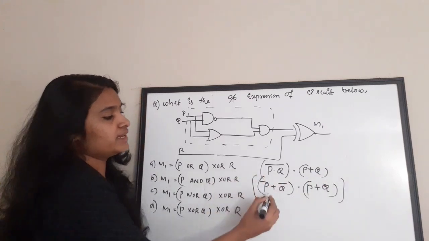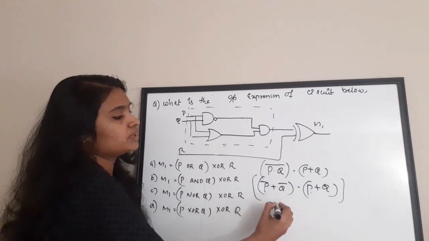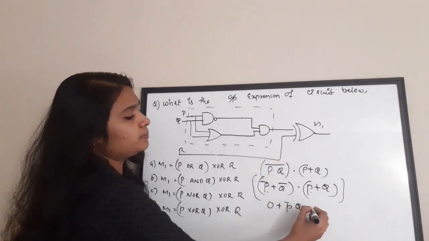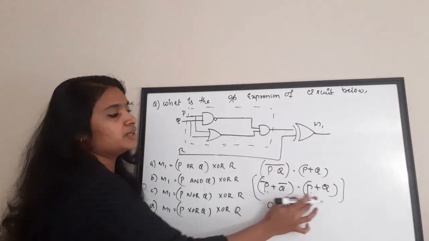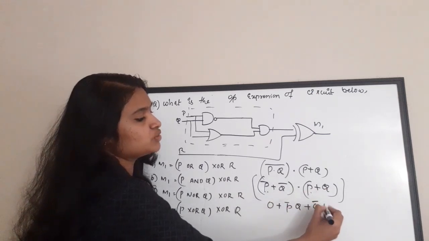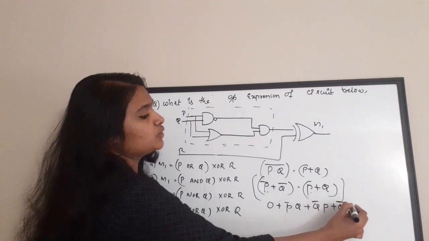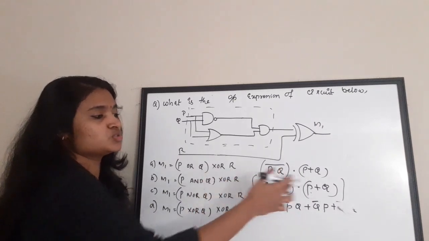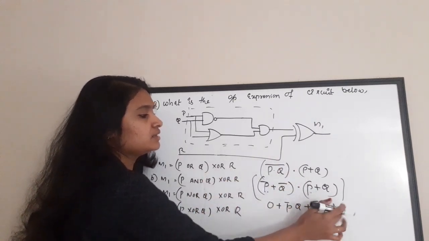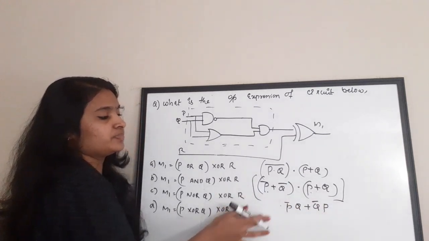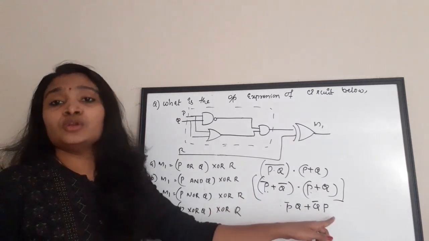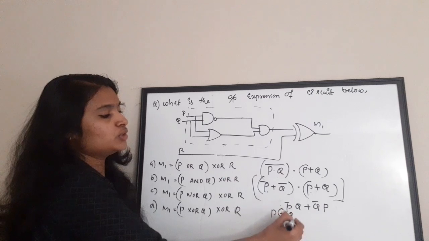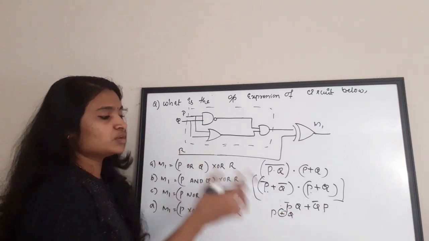Now expand these two brackets. You will get P bar into P, it is a 0, plus P bar into Q, then plus take this Q bar and multiply inside the bracket. So Q bar into P plus Q bar into Q, that is again 0. I am just opening these two brackets by multiplying the terms inside. So this will be your expression. That is P bar into Q plus Q bar into P. What is this expression? This is nothing but P XOR Q.